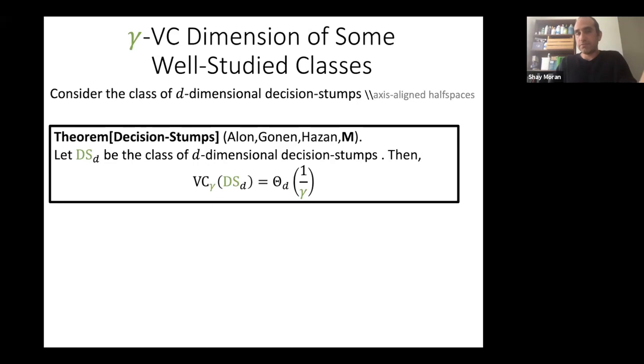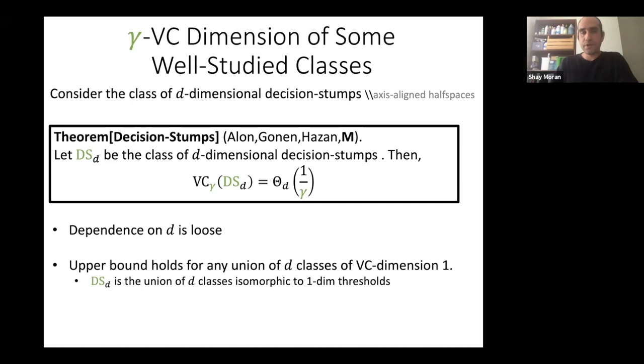So it's less expressive than half spaces, but on the other hand, it's much easier to optimize over a decision stump. So from a computational perspective, it's better. Again, here the dependence on D is very loose. And the upper bound proof is actually a little bit more general than decision stumps. It holds for any family which is the union of one-dimensional classes. For decision stumps, you can look at the half spaces aligned with each axis. So it's just a union of D families like that, each of them one dimensional.